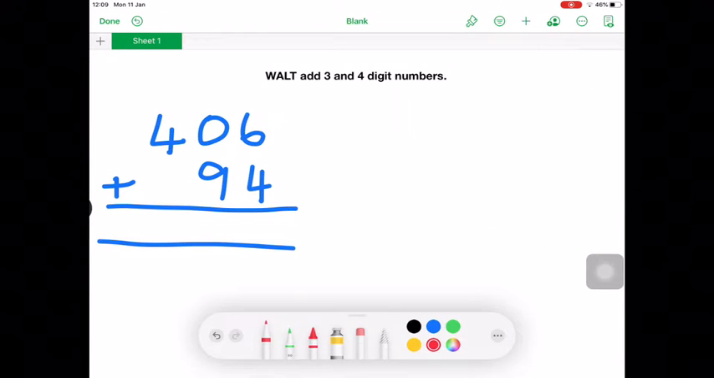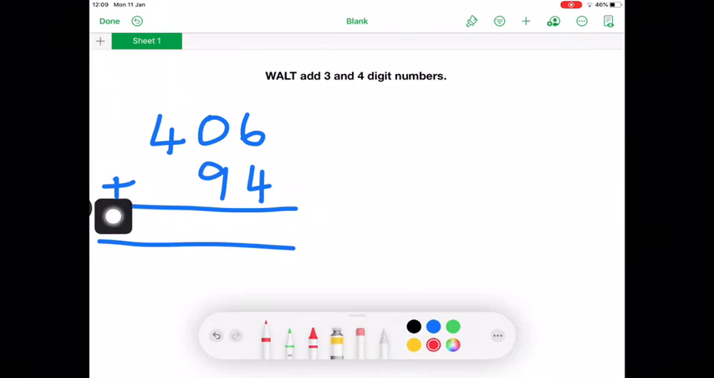Hi children, we are going to use the next few weeks to work lots on our addition and our subtraction and our number work like that. So today we are learning to add 3 and 4 digit numbers. So let's have a look at this question here.